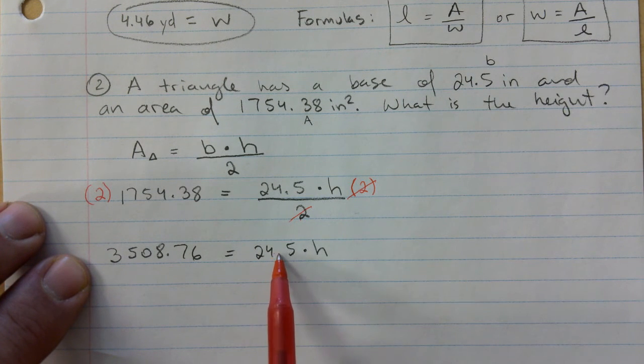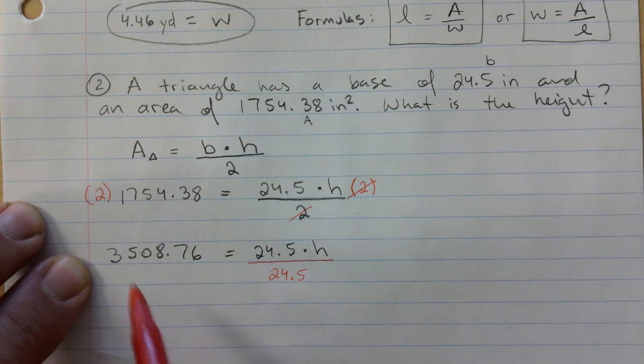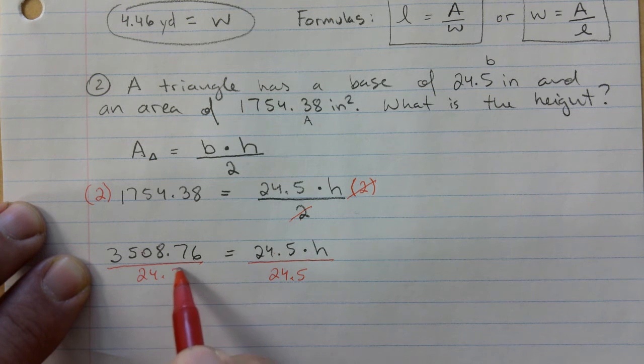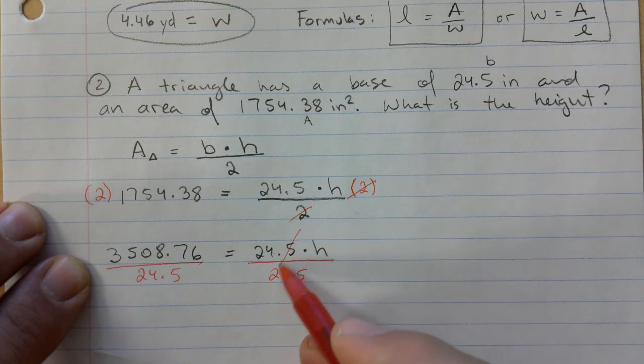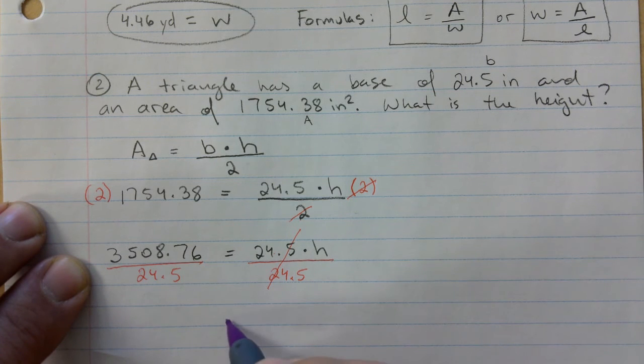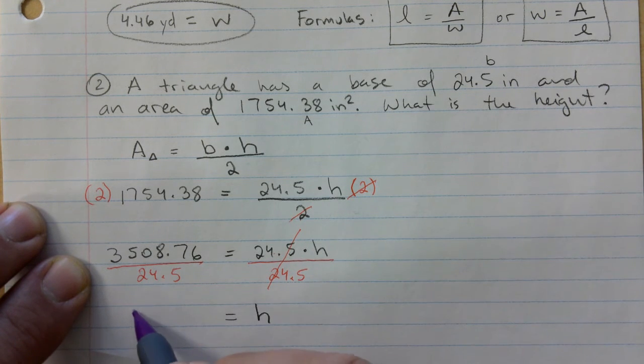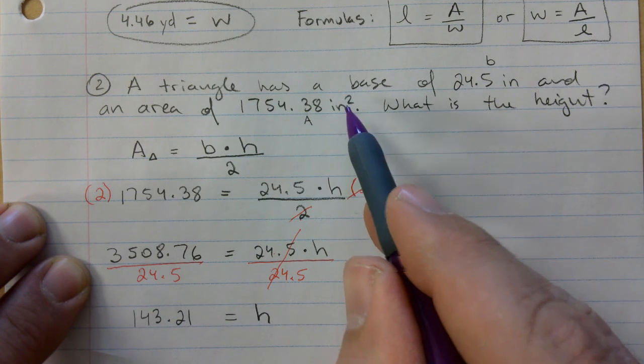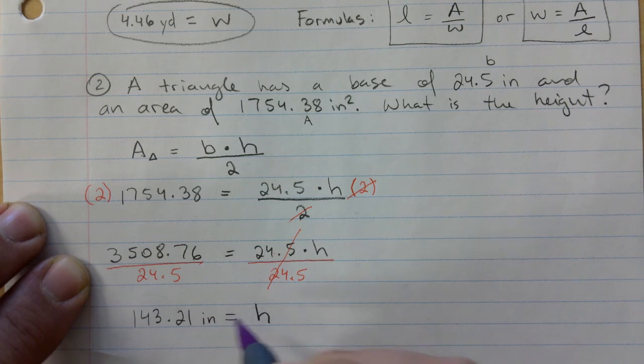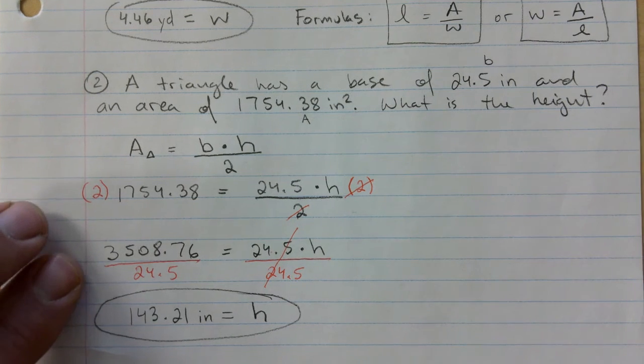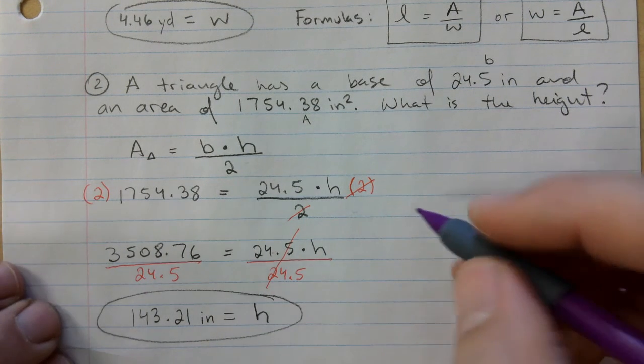So to get rid of the 24.5, you divide both sides by 24.5. Getting rid of these 2 here. And h is over here, and let's divide that. And we get 143.21. And what units are we in? We're inches. Inches. That's the height. Okay. So I will tell you what the formulas are.